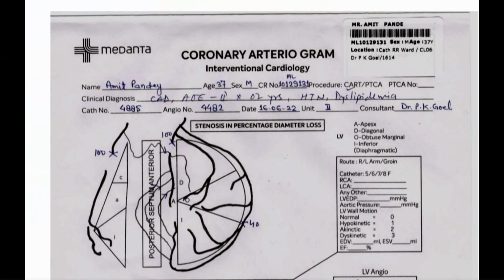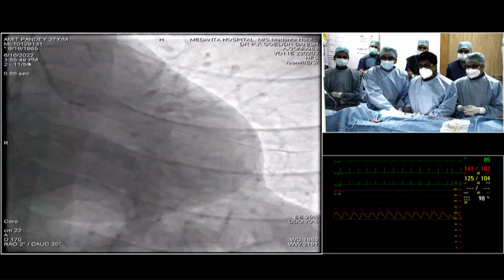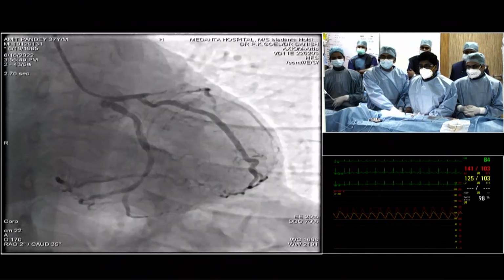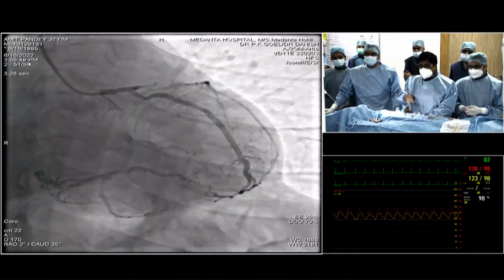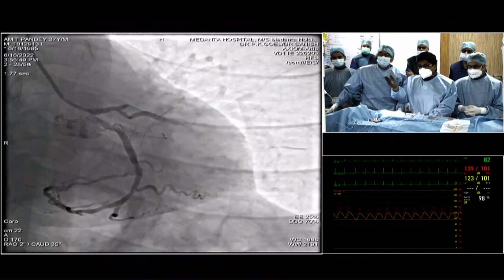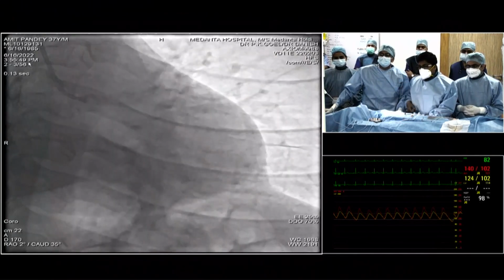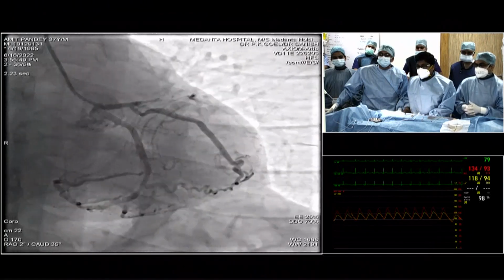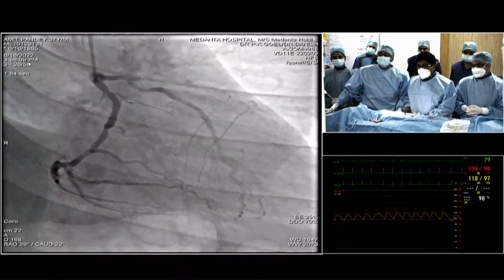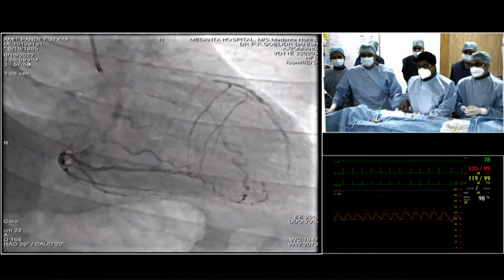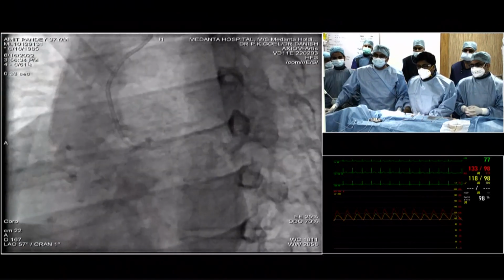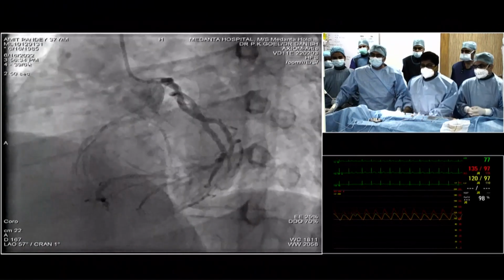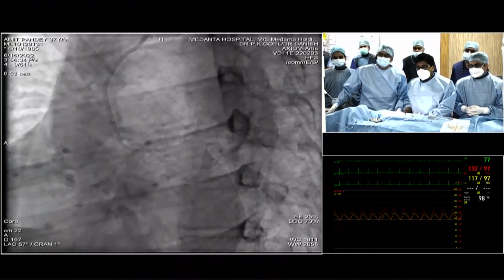The circumflex actually is dominant if you see. Next view please. So the circumflex gives rise to the PD, and from the PD you have collaterals to the distal LAD. As you see, the septals are seen as collaterals. Next. That's the RAO caudal view, again you see some in-between segment which is not filled. Next. So the septals are giving collaterals to the distal LAD. Next.